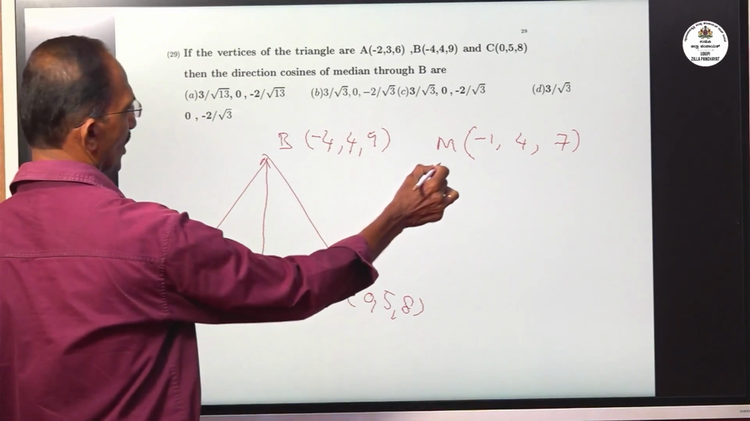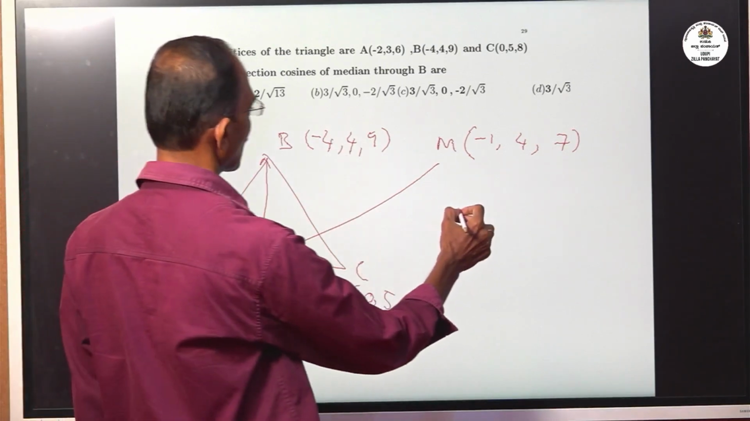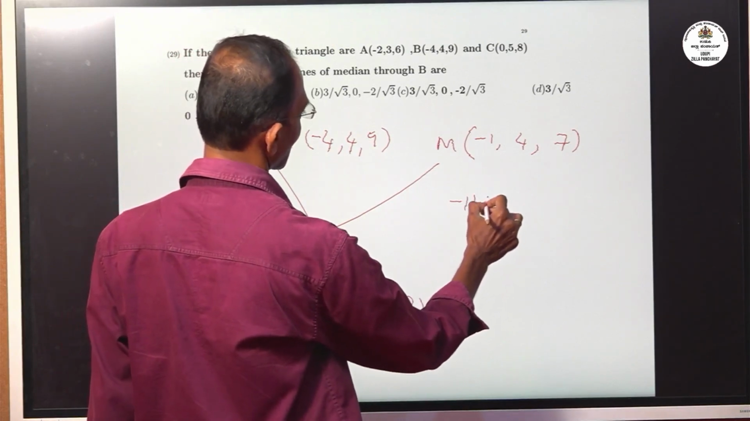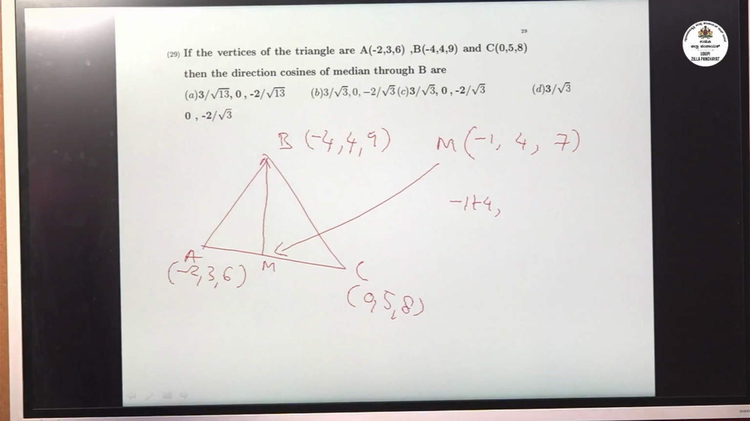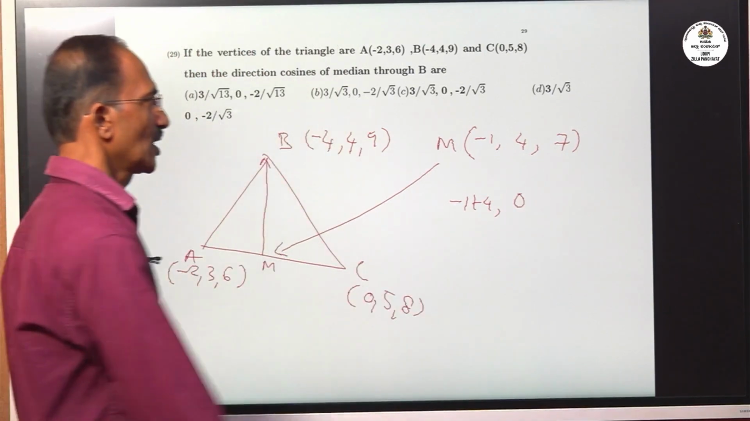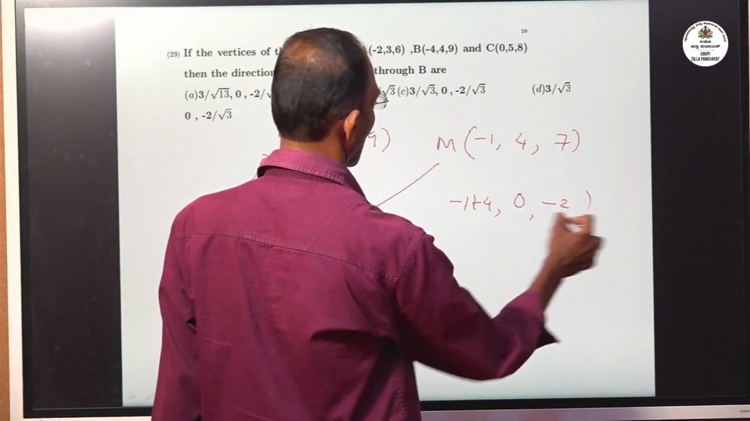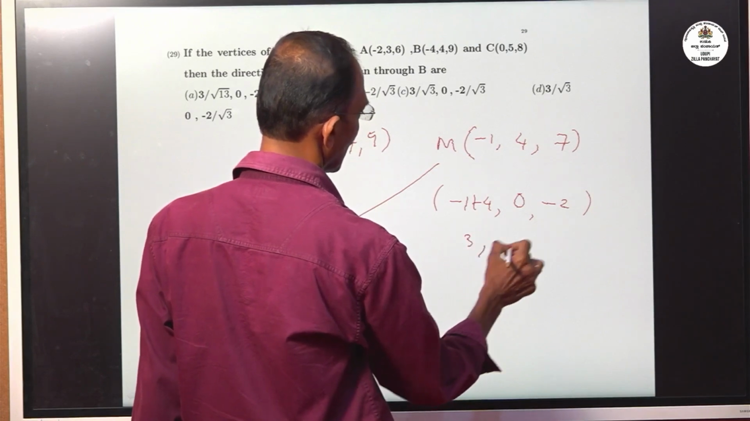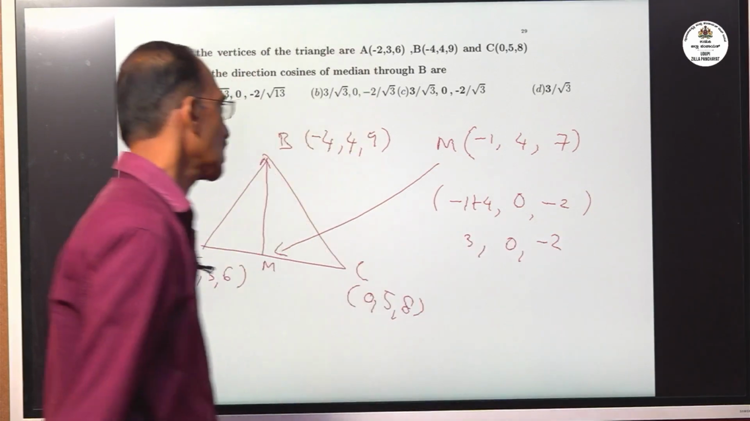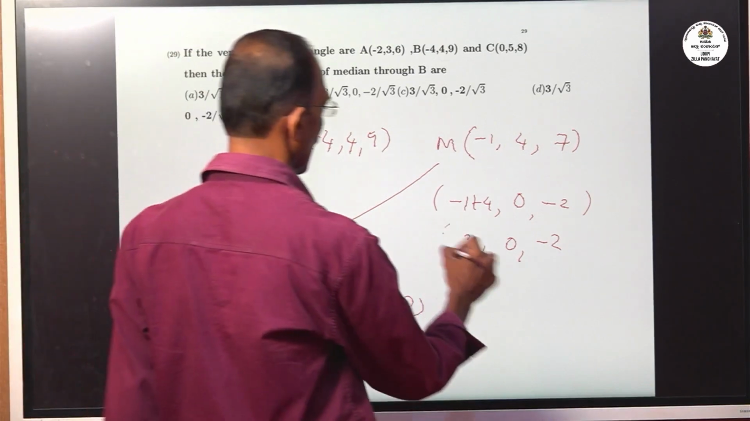So M is this point, and B is this one. To get the direction ratios, just take the difference: -1 minus (-4), that is plus 3, then 4 minus 4, that is 0, and 7 minus 9, that is -2. So these are the direction ratios: 3, 0 and -2.